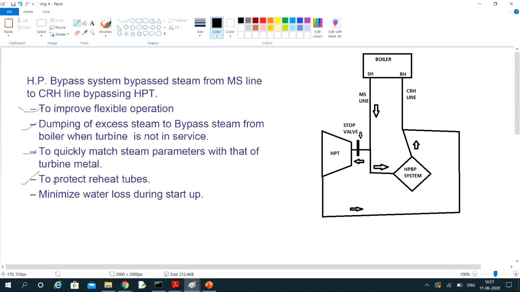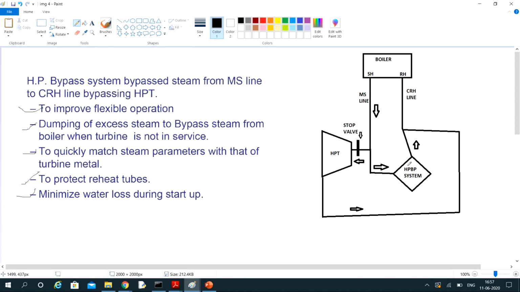To attain the required steam parameters, we need to dump the steam. We produce steam in the boiler, and to attain the required parameters we have to dump the steam. This is done cyclically. The steam can be dumped to the atmosphere to attain the parameters, or it can be dumped to the condenser. By taking HP bypass in service, we can dump the steam directly into the condenser, and that will minimize the water loss during startup.